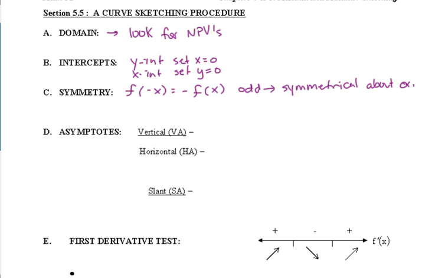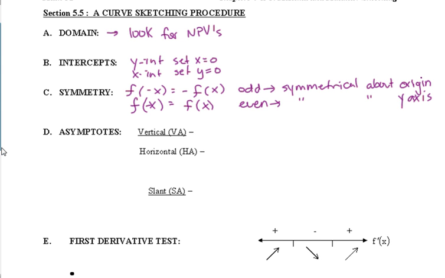There's another one. What's the other one that we test for? If f of negative x equals f of x, then it's even. Symmetrical about what? Y-axis. And then if it doesn't give you either of those, then it's neither. There's no symmetry.